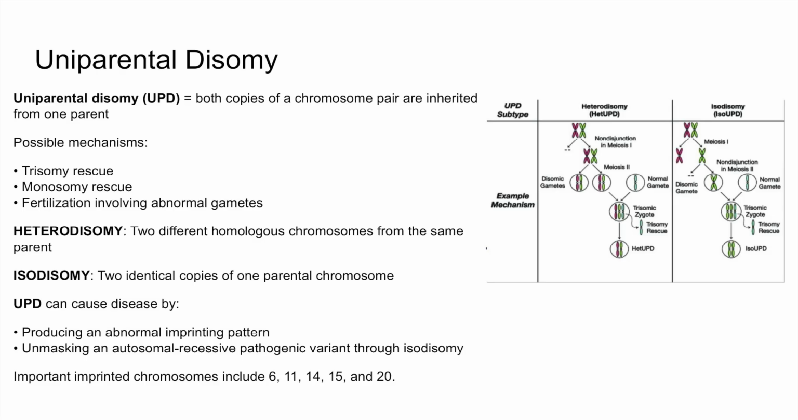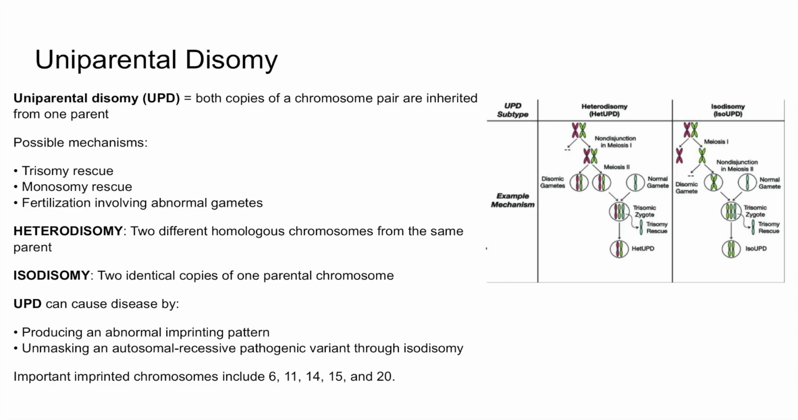In heterodisomy, the child receives both different homologs from one parent, usually reflecting a meiosis 1 error. In isodisomy, the child receives two identical copies of one homolog, often reflecting a meiosis 2 error or chromosome duplication. UPD, or uniparental disomy, can cause a disease in two main ways.